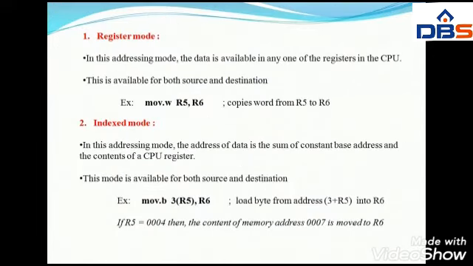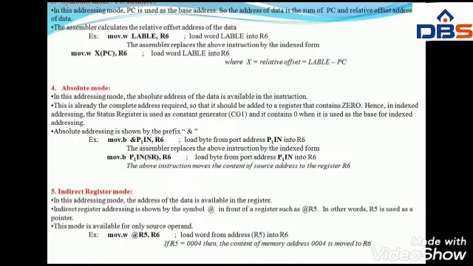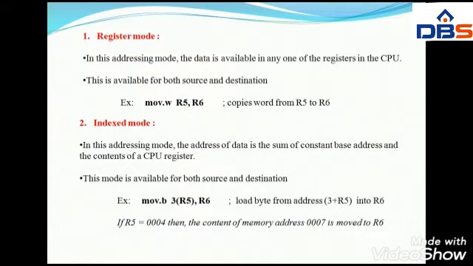Coming to the next one, index addressing mode. In this addressing mode, the address of a data is the sum of a constant base address and the contents of a CPU register. Already you have learned the 8086 index addressing mode.